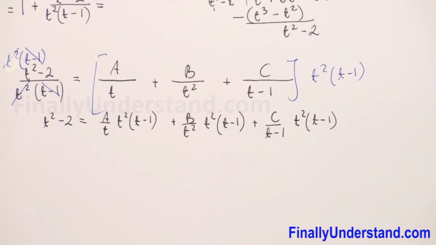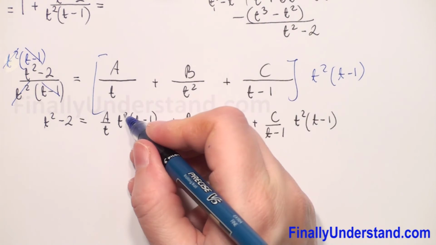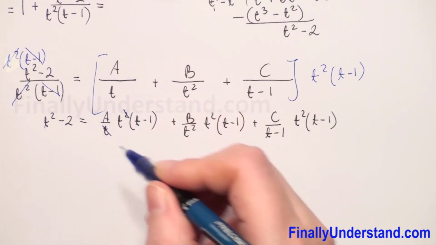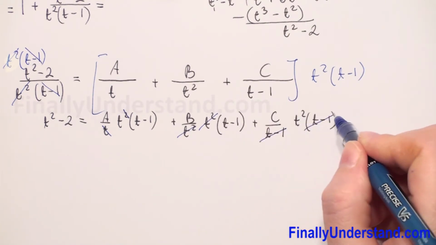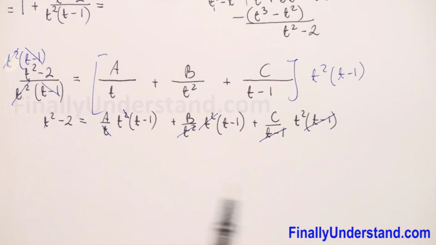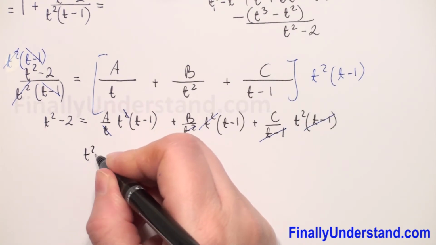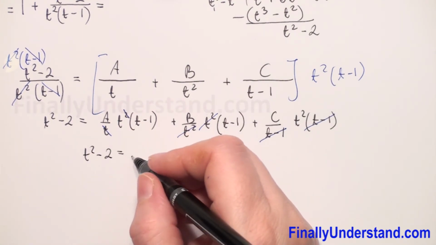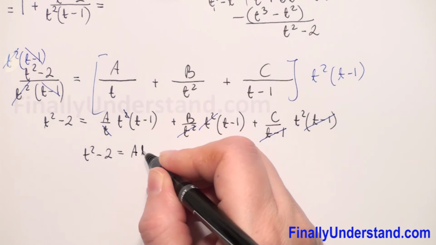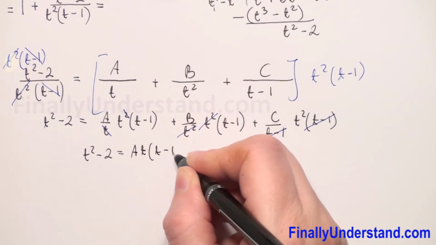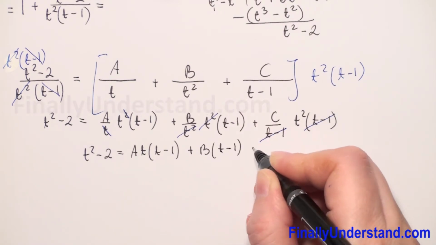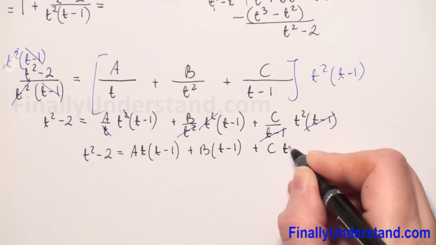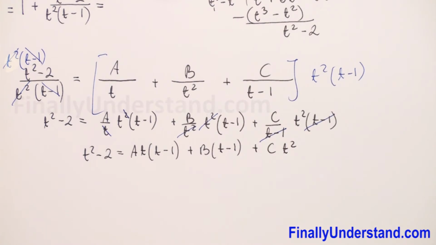So now we see that we can reduce t squared with t squared, t minus 1 with t minus 1, and we have that t squared minus 2 is equal to a(t minus 1) plus b(t minus 1) plus c t squared. Next step, we need to find a, b, and c.